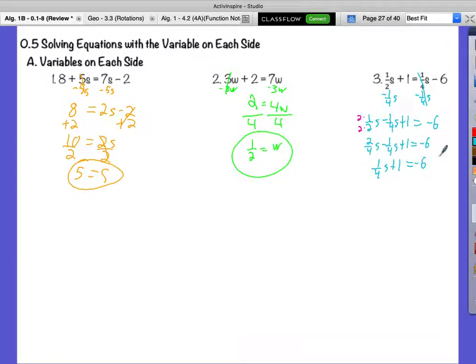Just do that. You multiply by this reciprocal. Multiply by the reciprocal of 4.